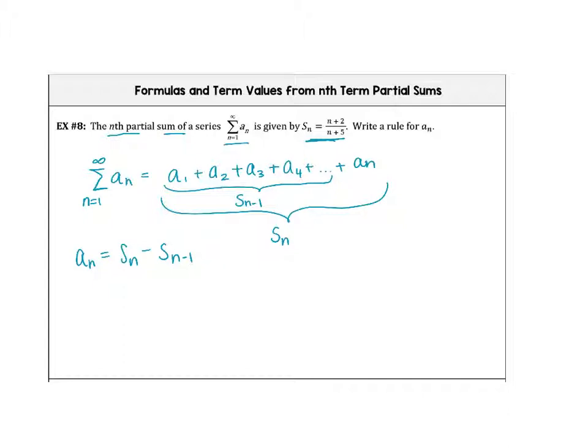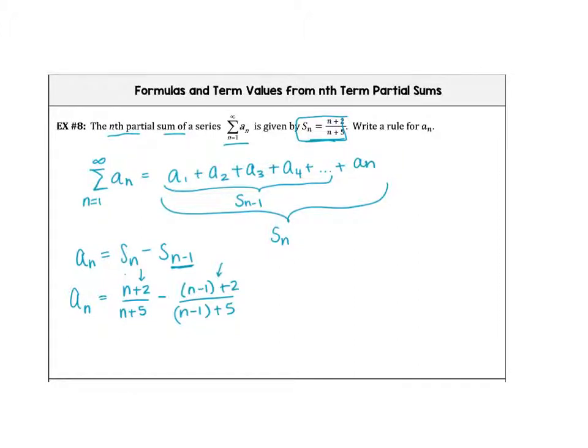So how is that going to help us? Well, we know what S sub n looks like. So really, our a sub n can be S sub n, which is n plus 2 over n plus 5, minus S sub n minus 1. So in place of these n's, I'm going to put n minus 1, and then, of course, plus 2 over n minus 1 plus 5. And so this is going to be the very last term. This is everything up to that last term.